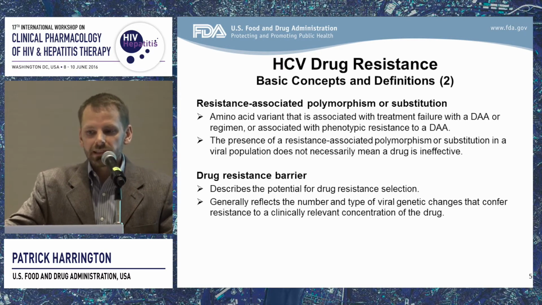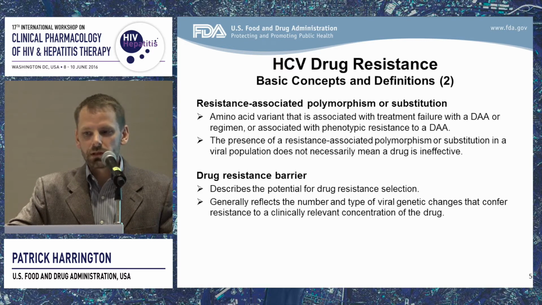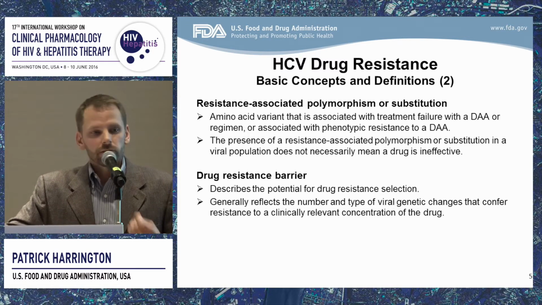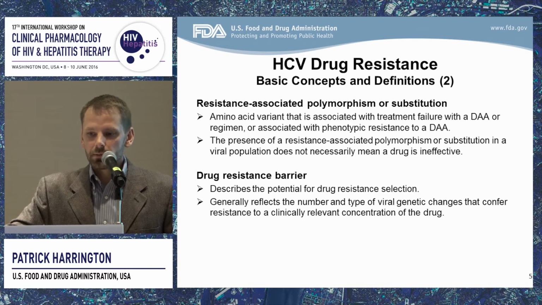And when I talk about a resistance-associated polymorphism or substitution, this is an amino acid variant that is associated with treatment failure with a DAA or a DAA-containing regimen, or is associated with phenotypic resistance to a DAA. But I want to make it clear, and I think you heard this message from the previous presentation, that the presence of a resistance-associated polymorphism or substitution in a viral population does not necessarily mean a drug is ineffective. And I'll also refer to the drug resistance barrier. This describes the potential for drug resistance selection and can be loosely defined as the number and type of viral genetic changes that confer resistance to a clinically relevant concentration of the drug.